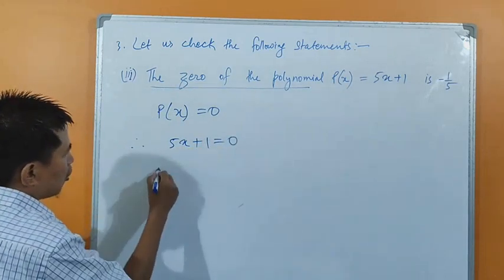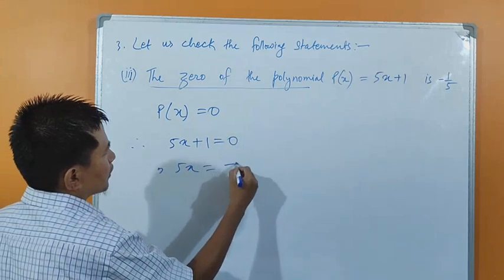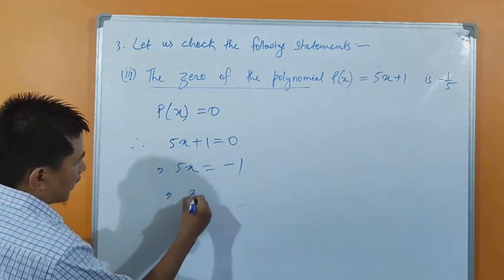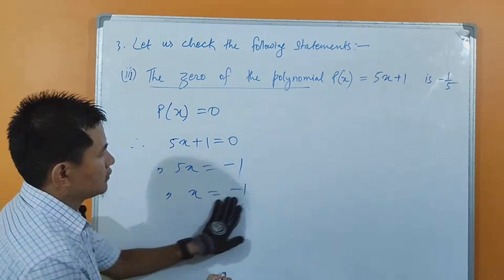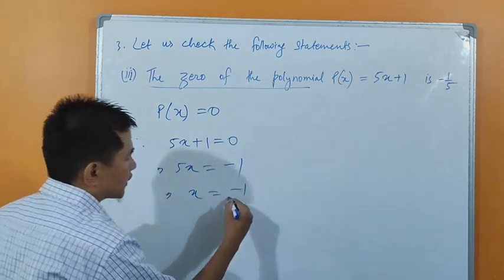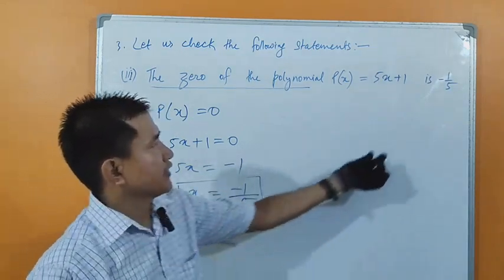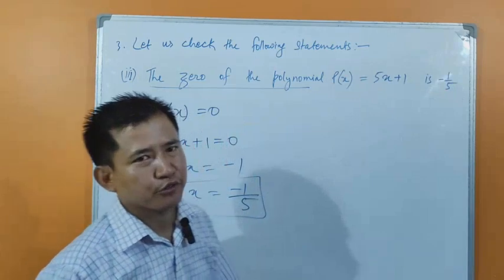or 5x equals to plus 1 when taken to the right hand side becomes minus 1, or x equals to minus 1 upon 5, taking this 5 by cross multiplication to the denominator. x equals to minus 1 upon 5. This is minus 1 upon 5, so it is verified.